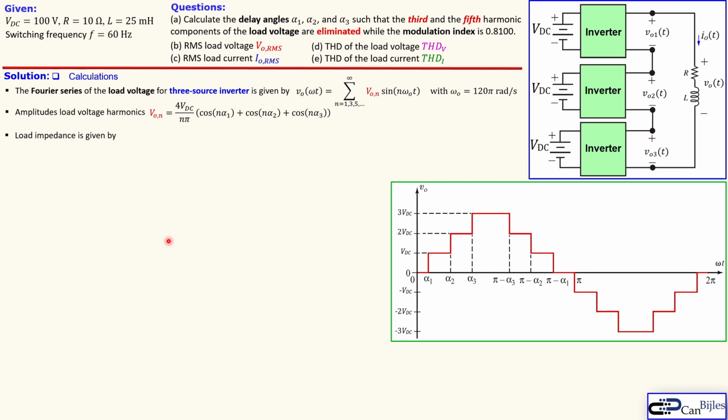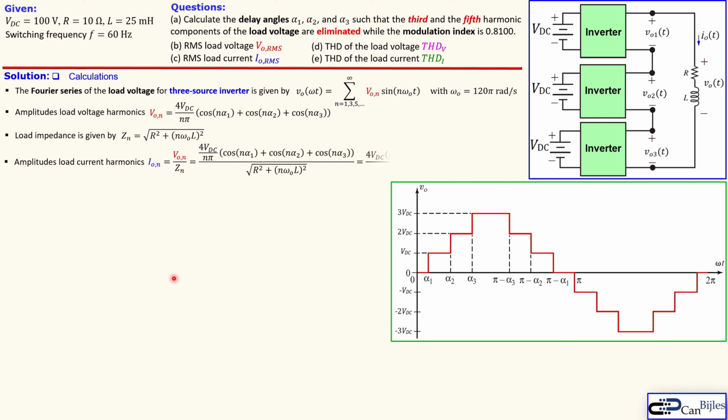Moving on, calculating the load impedance, that is given by this. This is just a series combination of the resistor and the inductor here. So the amplitude of the load current harmonics is then given using Ohm's law. We know that it is just the harmonic of the load voltage over the impedance, and that can also be expressed like so. And in complete sense we can also determine the load current harmonics using this formula directly.